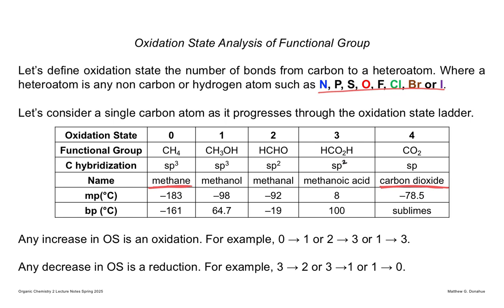But now when you go from 1 to 2, you're making a carbonyl. So you have 2 bonds at oxidation state 2. It's sp2 hybridized. 2 to 3, it remains sp2. And then the highest oxidation state for carbon is 4. And so now it's sp hybridized.